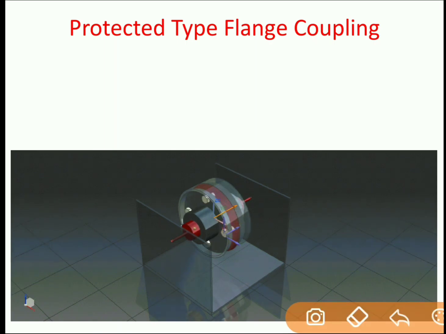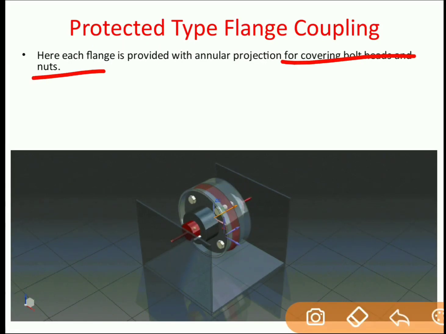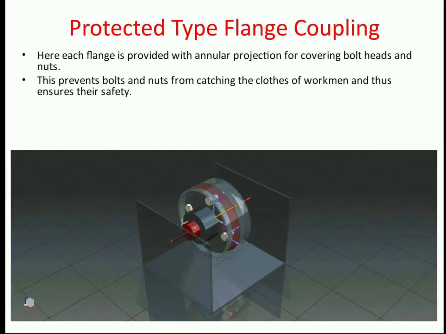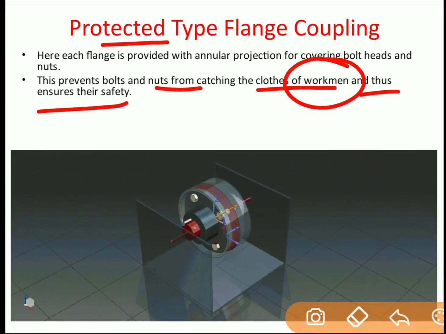The protected type flange coupling looks like this. It consists of protection against nuts and bolts. It is similar to the flange coupling. Here each flange is provided with an annular projection for covering the bolt heads and nuts. This prevents the bolt heads and nuts from catching the clothes of the workman, and thus it ensures safety. So the protected type flange coupling is used to ensure the safety of the workman.